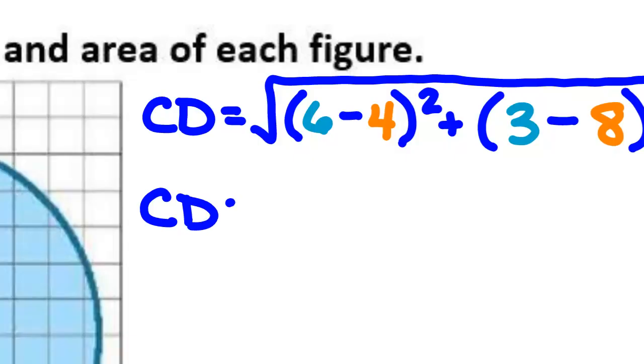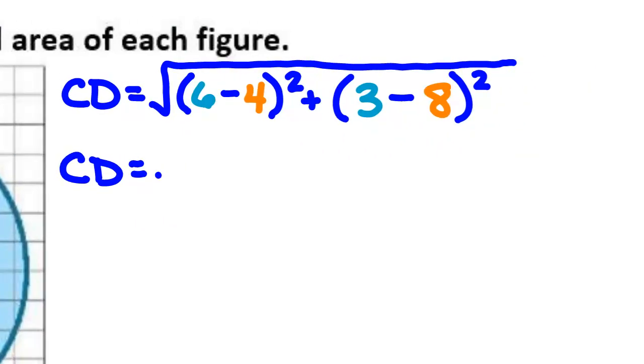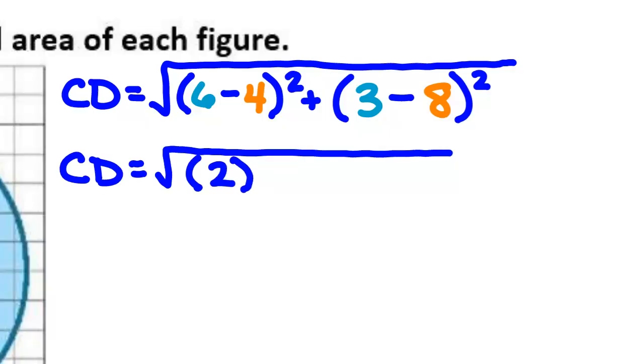Now we're going to go through and simplify each of those sets of parentheses. What is 6 minus 4? 2. So I have 2 squared. Plus, what is 3 minus 8? Negative 5. So we have negative 5 squared.